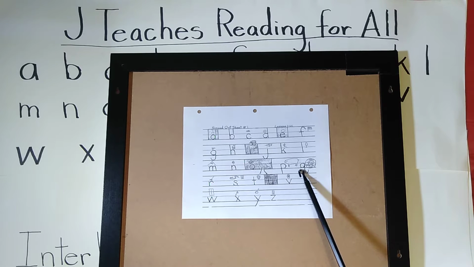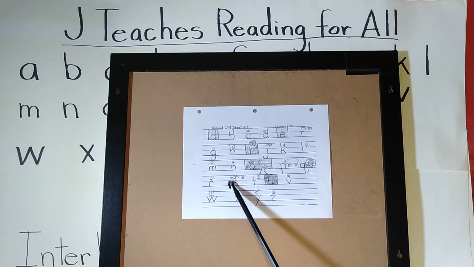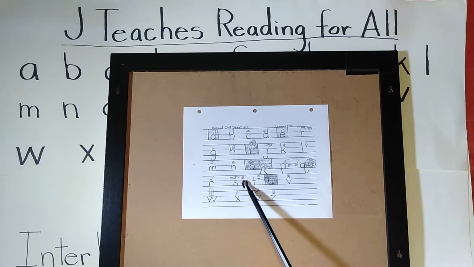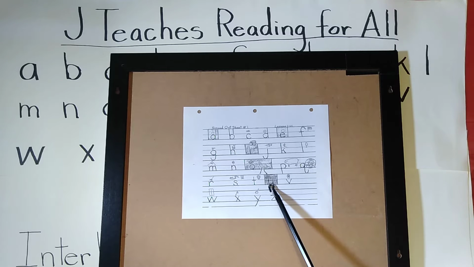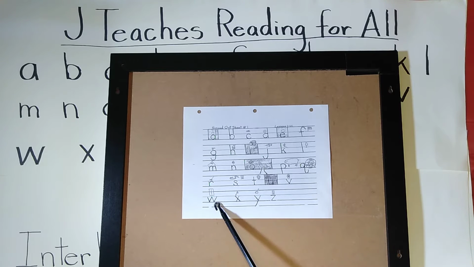Q, quarter. R, rake. S, snake. Or zipper. T, top. U, umbrella. Umbrella's kind of hard to see. V, vase. W, window. X, axe. Y, yo-yo. Z, zipper. All right, now you may want to enlarge this.